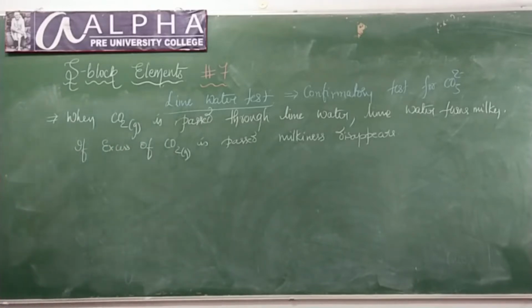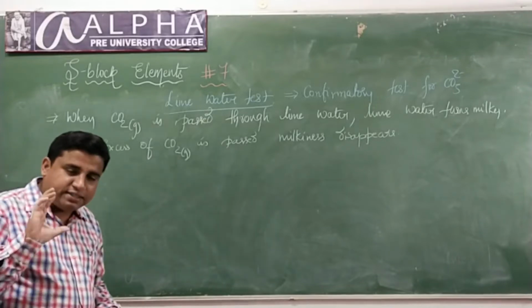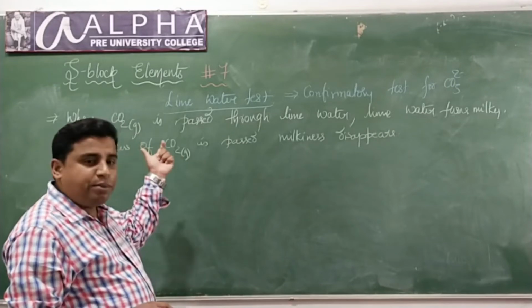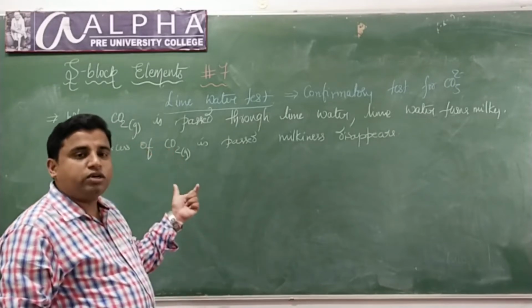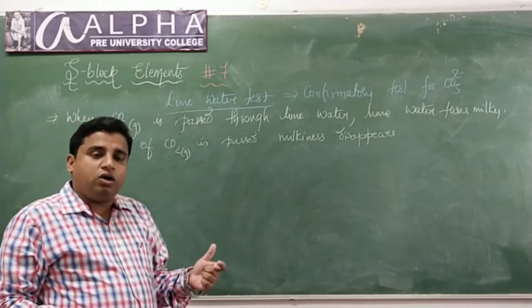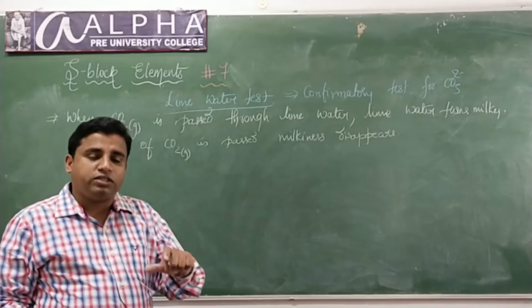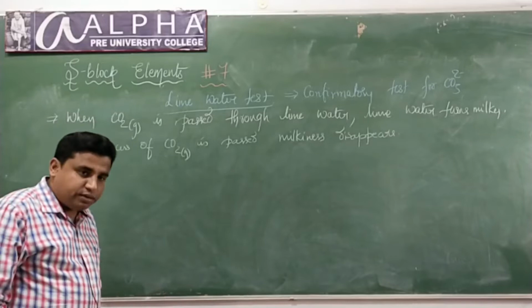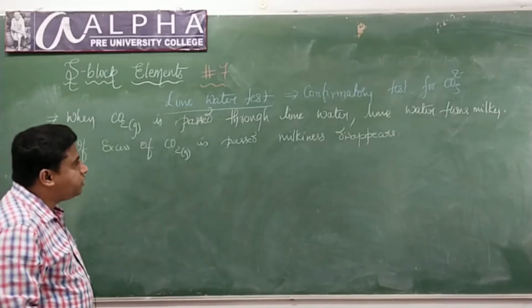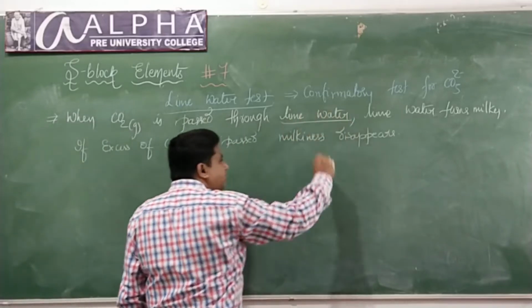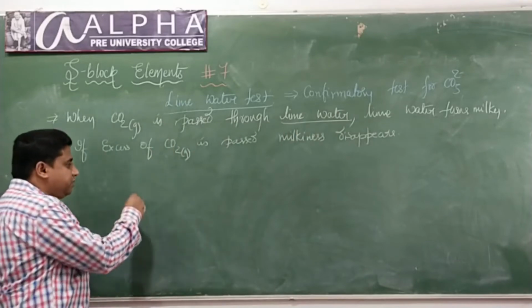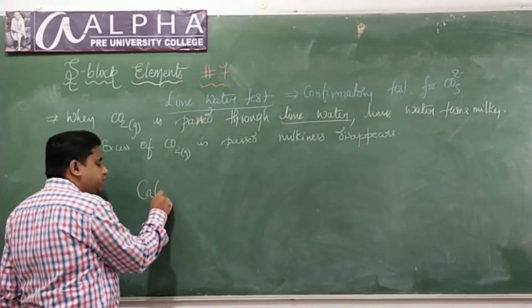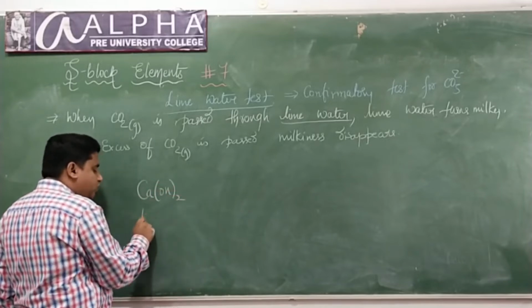Shall we think of this? What exactly happens here? Why does carbon dioxide turn lime water milky, and what happens when excess of carbon dioxide is passed through lime water, and why does the milkiness disappear? Observe here. Now, what is lime water? Lime water is nothing but calcium hydroxide. This is called lime water.